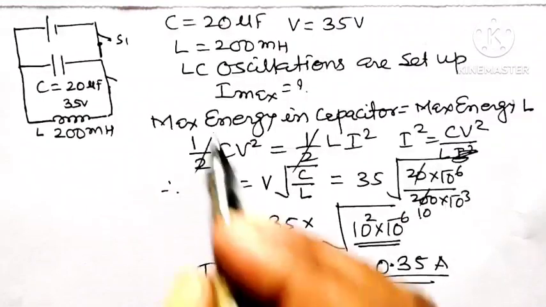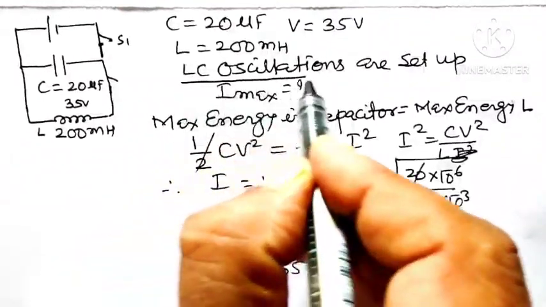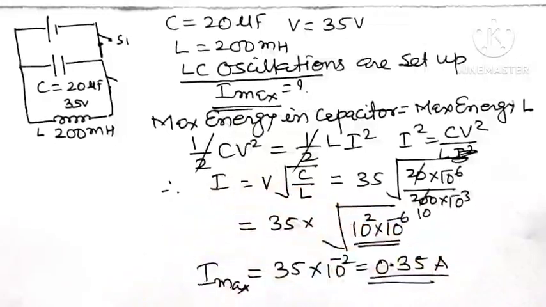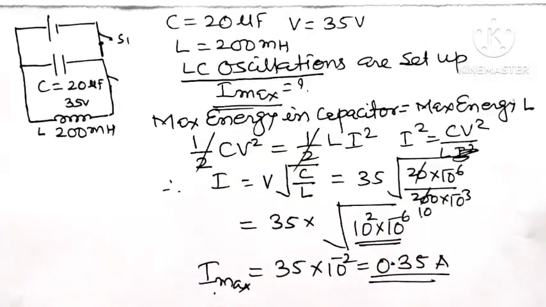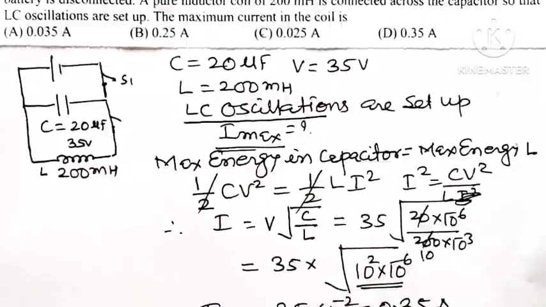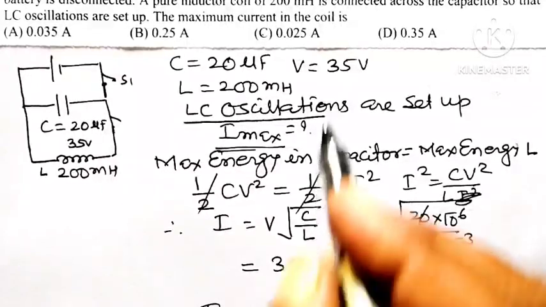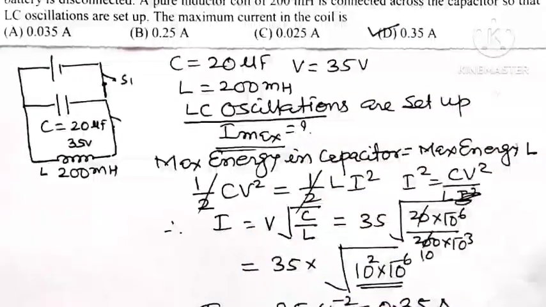So always remember one thing: whenever LC oscillation occurs, the current in the circuit is maximum, and in this case that maximum current is 0.35 ampere. So option D is the correct option for this question.